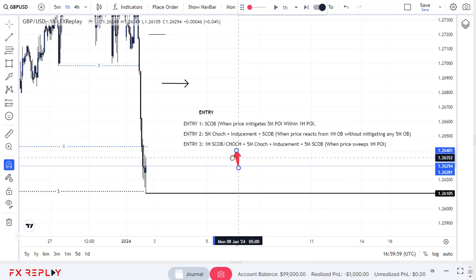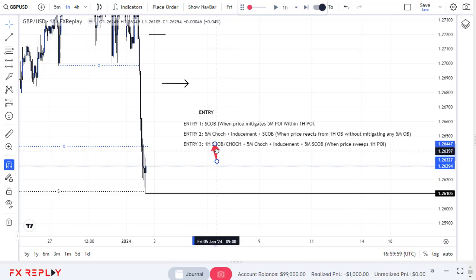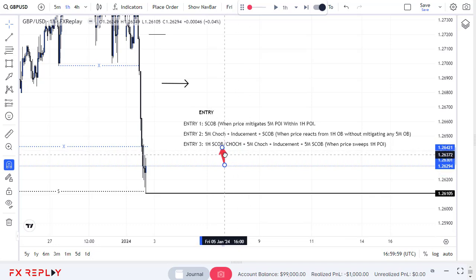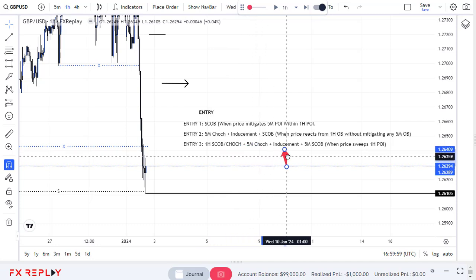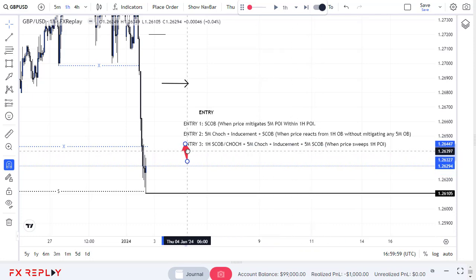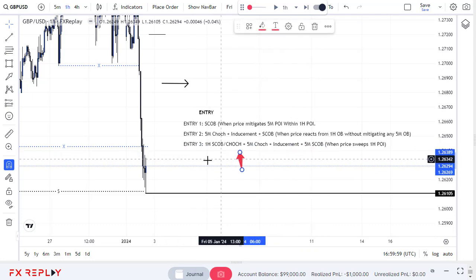Most times they go hand in hand. One most times doesn't happen without the other one. Once this single candle order block on the 1 hour time frame or chalk happens, I want to also see a 5 minutes chalk and then inducement plus 5 minutes single candle order block. So this is a little bit complicated, but it's pretty simple. I'll show you this on the chart right now.